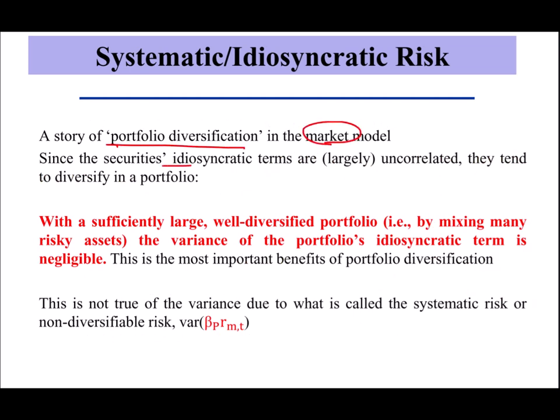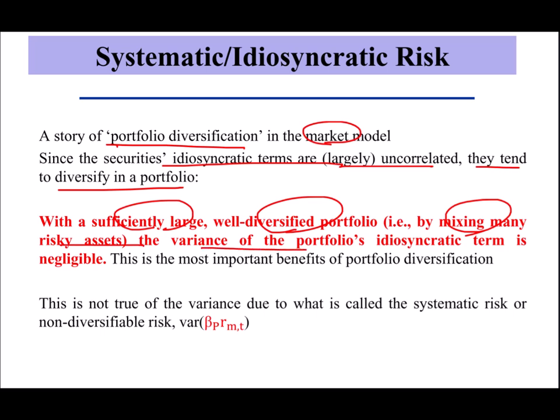Since the securities' idiosyncratic terms are largely uncorrelated, almost zero correlated, they tend to diversify when you include all of the securities in your portfolio. With a sufficiently large, well-diversified portfolio, in other words, by mixing many risky assets, the variance of the portfolio's idiosyncratic term is going to be negligible. It's going to be close to 0. This is the most important benefit of portfolio diversification. By forming a portfolio, you're going to reduce this idiosyncratic risk.